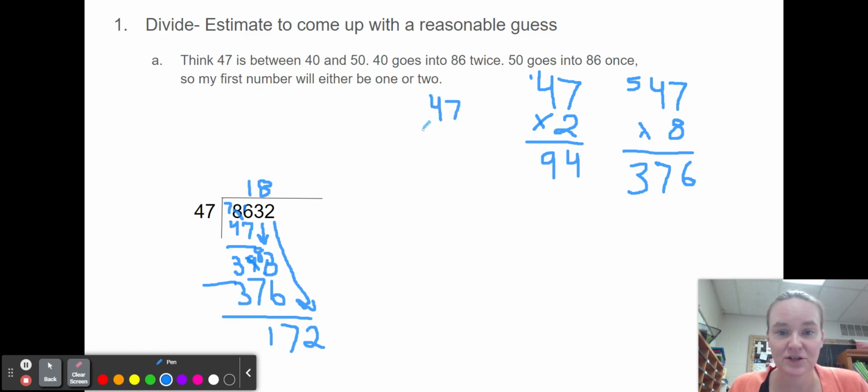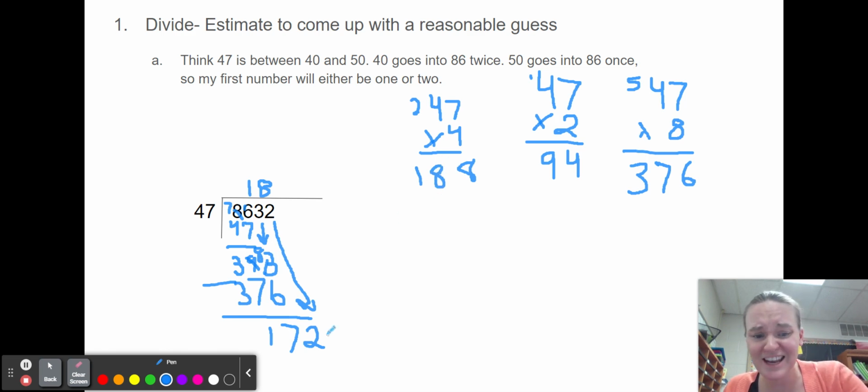47 times 4. So I multiply that out. 7 times 4 is 28. Write the 8, carry the 2. 4 times 4 is 16, plus 2 is 18. Oh, so close, 188, but I only need 172. So close, but not quite there.